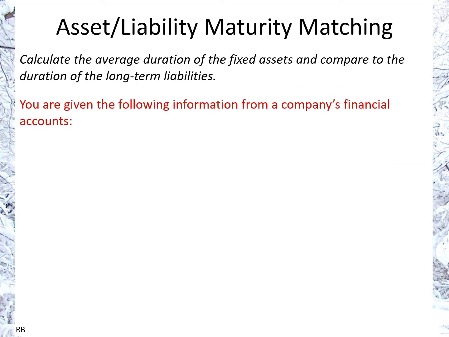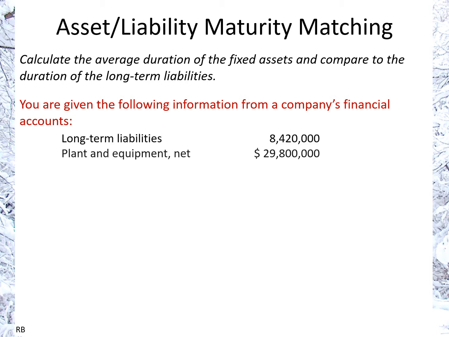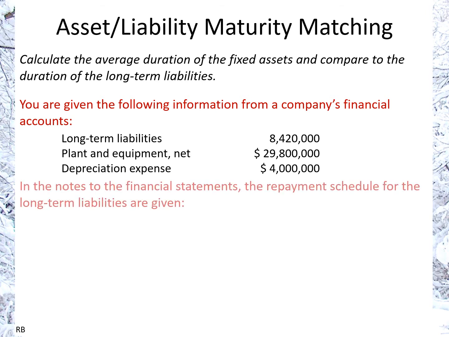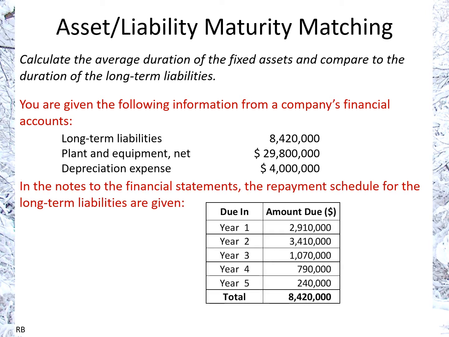Calculate the average duration of fixed assets and compare to the duration of the long-term liabilities. You're given the following information from a company's financial accounts. The long-term liabilities are 8.42 million, the plant and equipment net 29.8 million, and the depreciation expense 4 million. In the notes to the financial statements, the repayment schedule for the long-term liabilities is also given, and the total of 8.42 million is broken up into years 1 to 5 as shown.